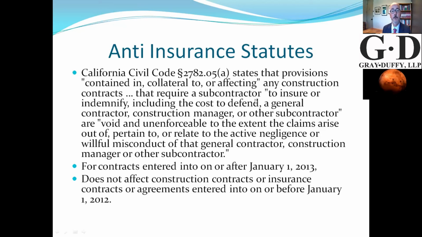2782.05 of the California Civil Code, which states that provisions contained in, collateral to, or affecting any construction contract that require a subcontractor to insure, indemnify, including the cost to defend a general contractor, are void and unenforceable to the extent the claims arise out of the active negligence or willful misconduct of the general contractor. So that's basically putting a comparative fault limitation into the insurance by virtue of this statute. In California, this is effective on and after January 1, 2013, so contemporary construction.